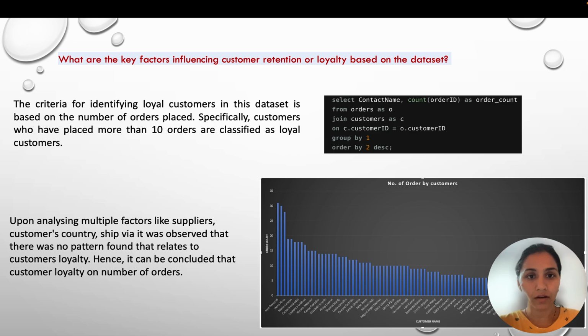This graph shows the number of orders by customer, and the top 3 customers are at the start of this chart, with an order count of nearly 30 each. And the consideration is that customers who have more than 10 orders are considered loyal customers.